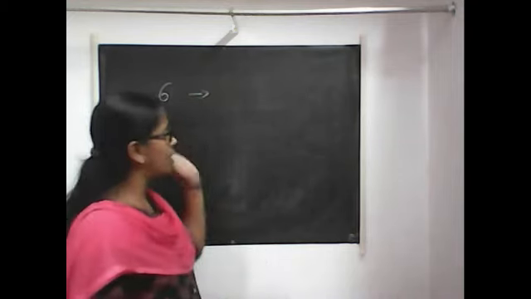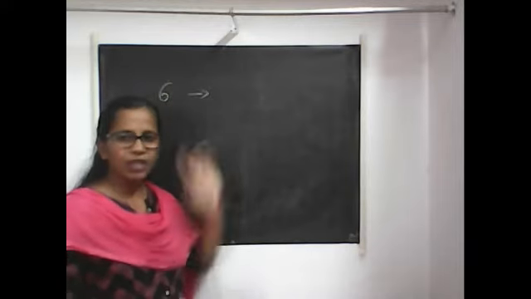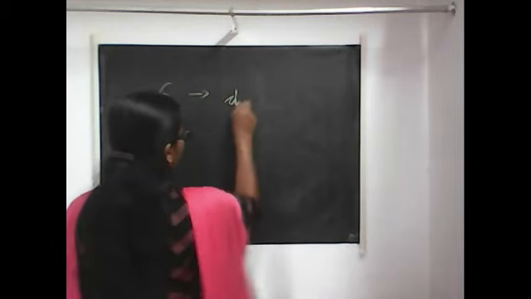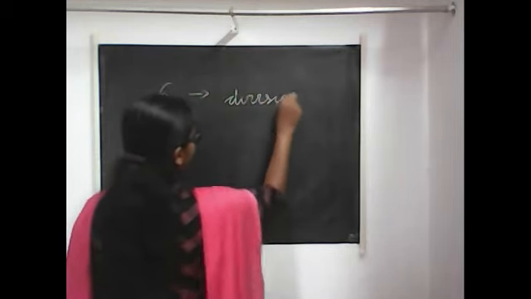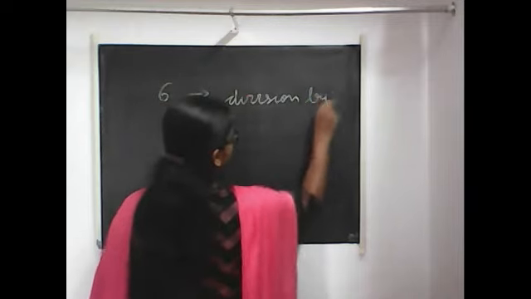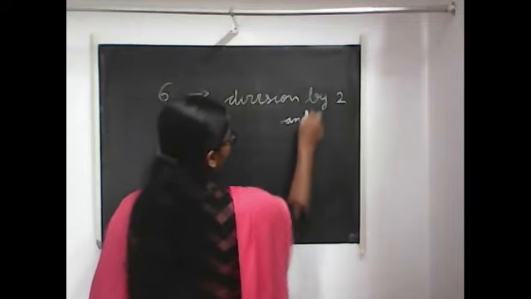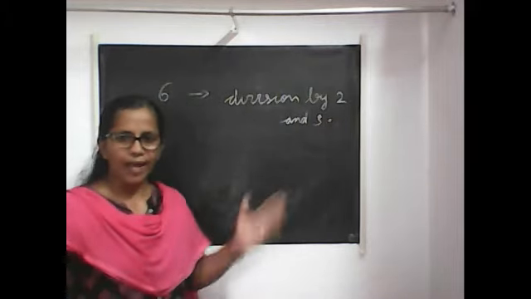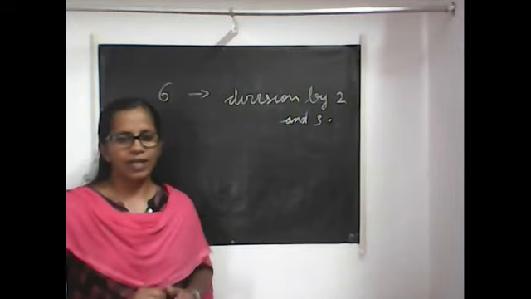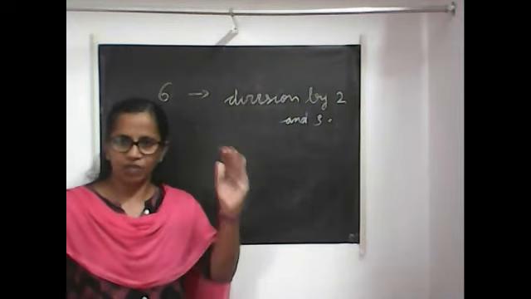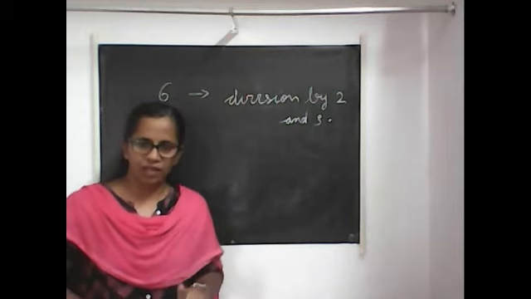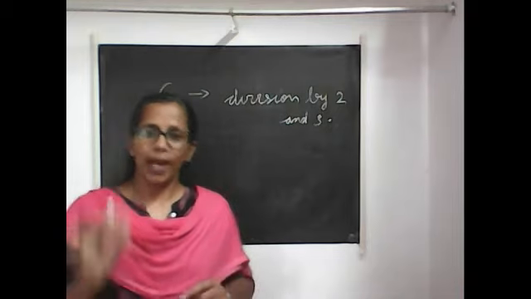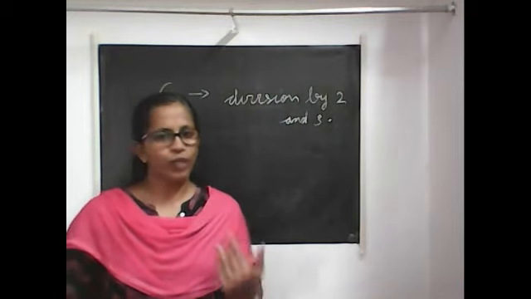The condition is saying that in order to be divisible by 6, the given number should be divisible by 2 and 3, not or. And means both. 2 and 3 means both. Okay, let us stick with an example. So keep in mind the condition: in order to be divisible by 6, the given number should be divisible by 2 and 3. Let me explain with an example.